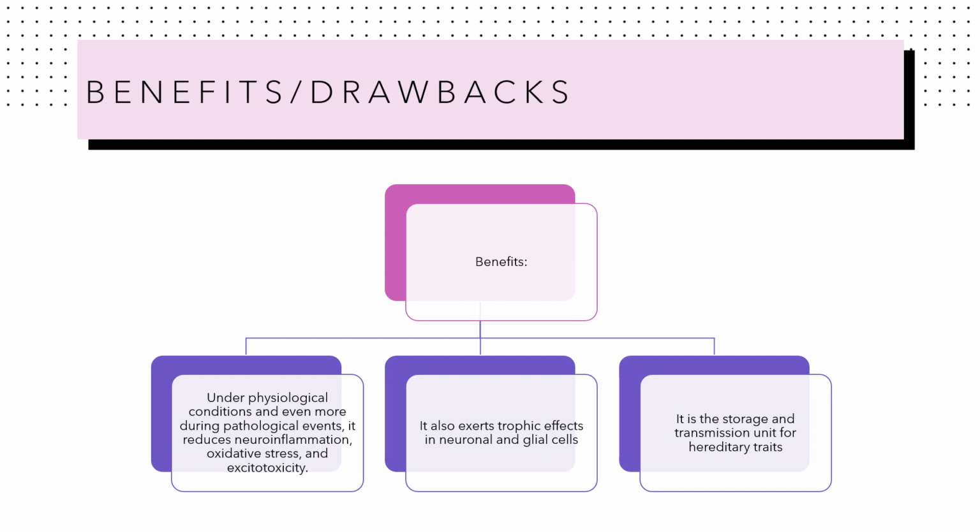Moving on to benefits and drawbacks. So we'll start with the benefits first. Under physiological conditions and even more during pathological events, it reduces neuroinflammation, oxidative stress, and excitotoxicity. It also exerts trophic effects in neural and glial cells, and it is the storage and transmission unit for hereditary traits. So it's where we get all of our traits from, like our parents. That's where it's stored.